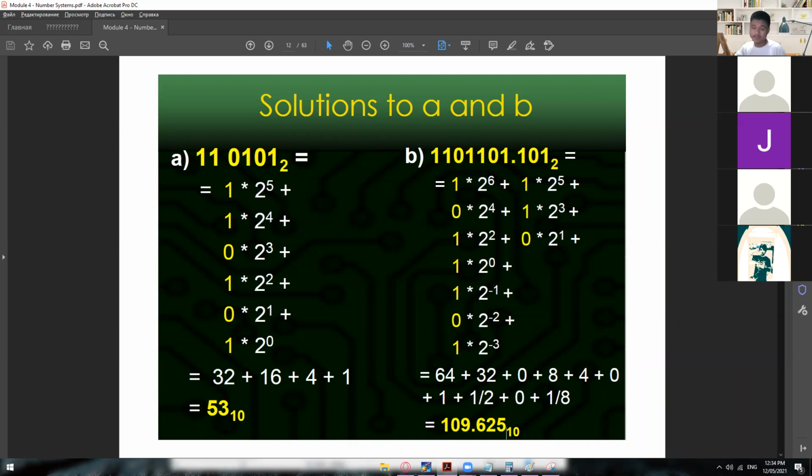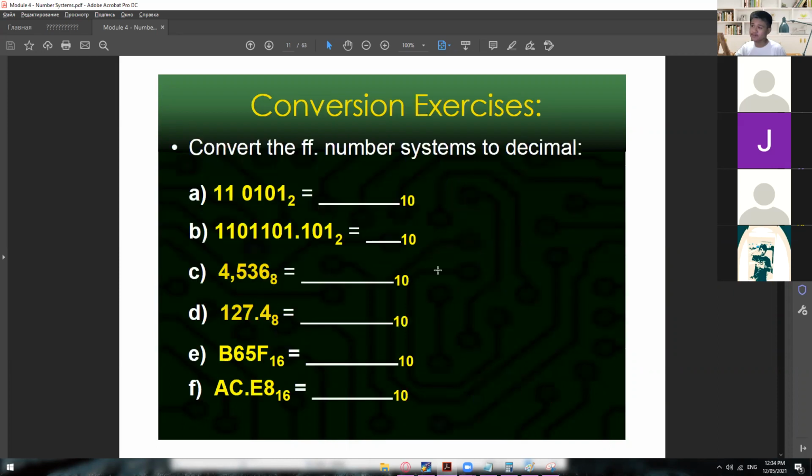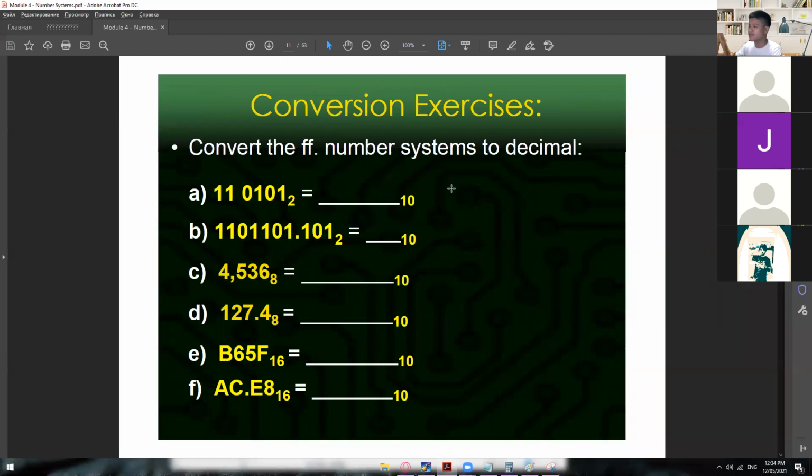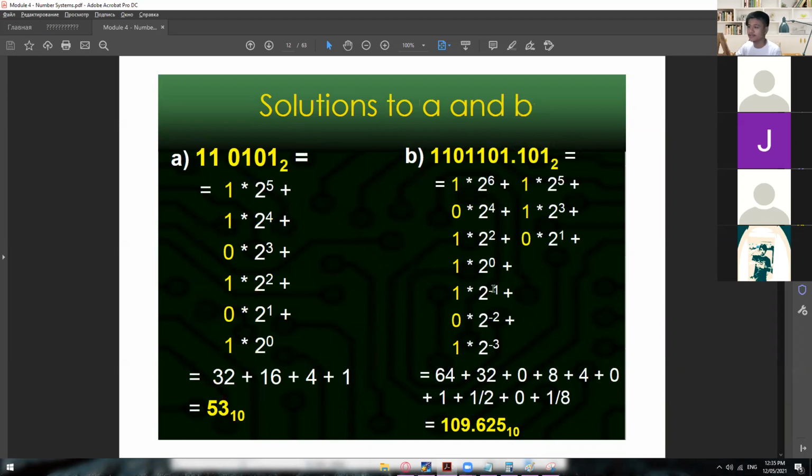Yeah, the base is always 10 because in this example only, we are converting any base to decimal. But if you are not converting to decimal, let's say, binary to base 8 or to base 16 or hexadecimal, then that's another topic, a different topic already. But in here, the base is always 10 because that is what we are asked to convert those bases to. And this is the process on how we convert any base to decimal.